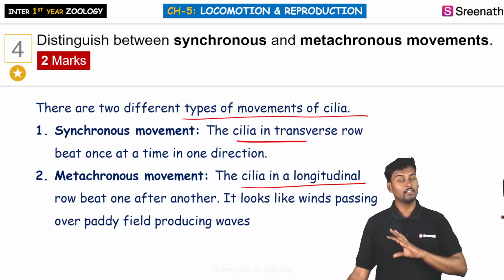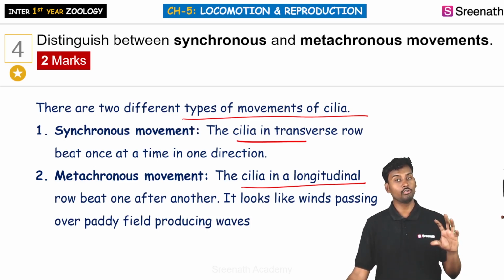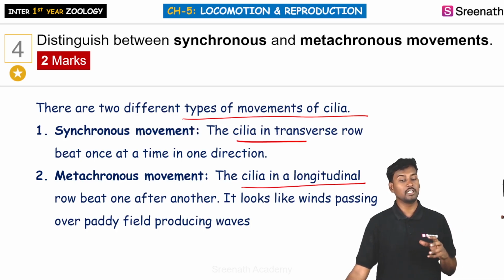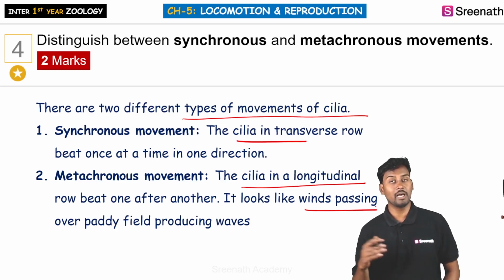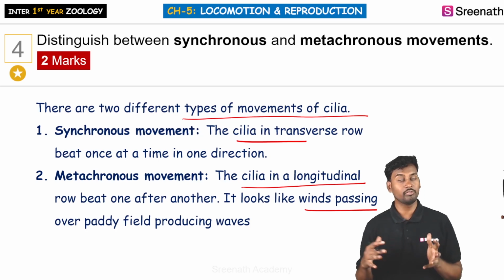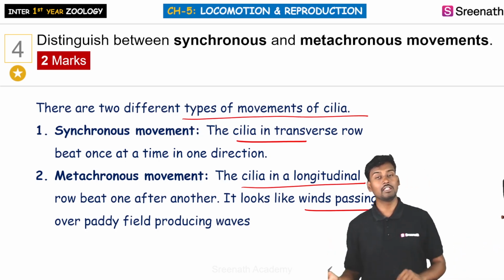That is, there are cilia in a longitudinal row, they generally beat around each other, and they are called metachronous movement, and we can see the wind passing through the paddy field. That is generally we can see a certain group of cilia beating against the other group of cilia.